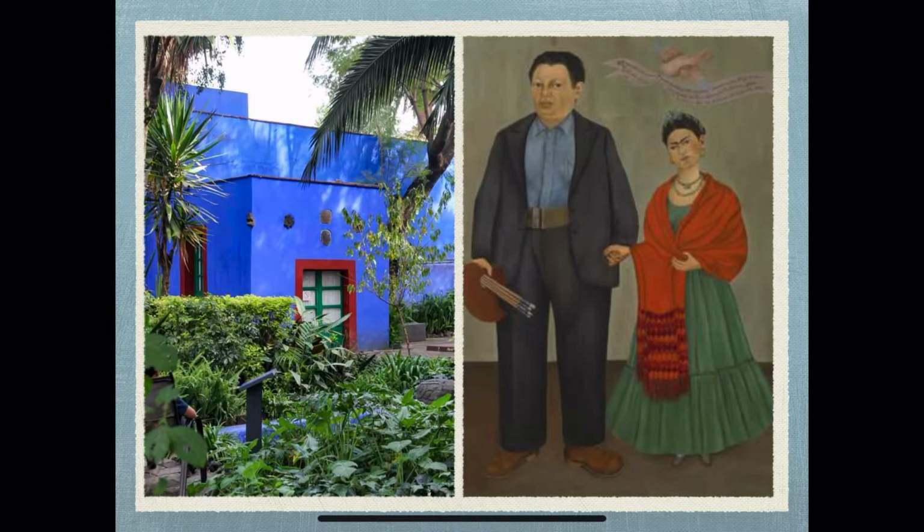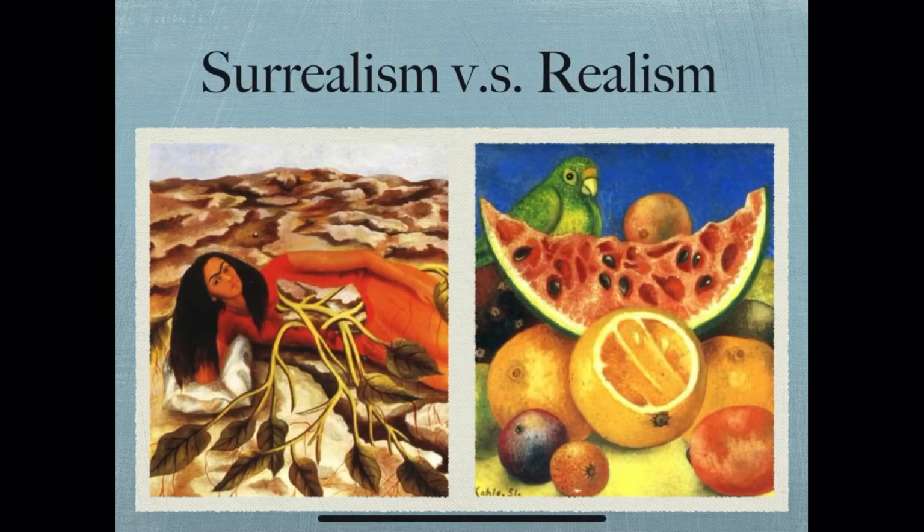Right here, the picture on the left of the little blue house was called La Casa Azul. This was the house that she was born in. It was also the house that she died in. And to our right is just a painting of herself and Diego Rivera. This is just more additional information.